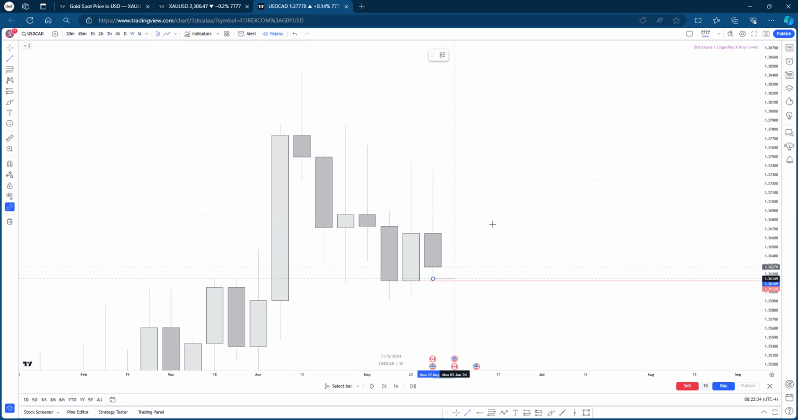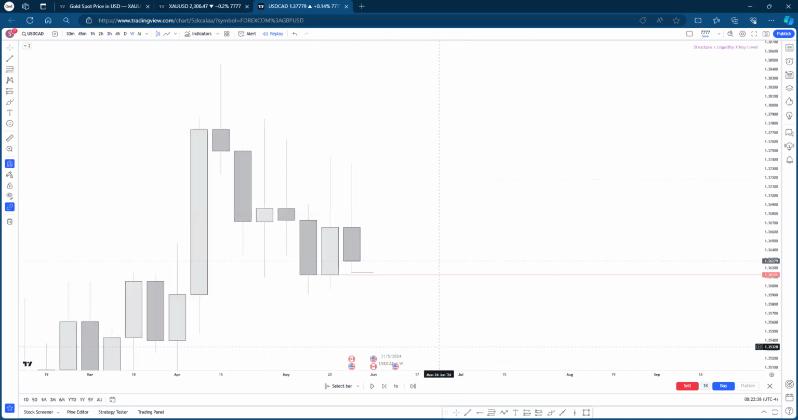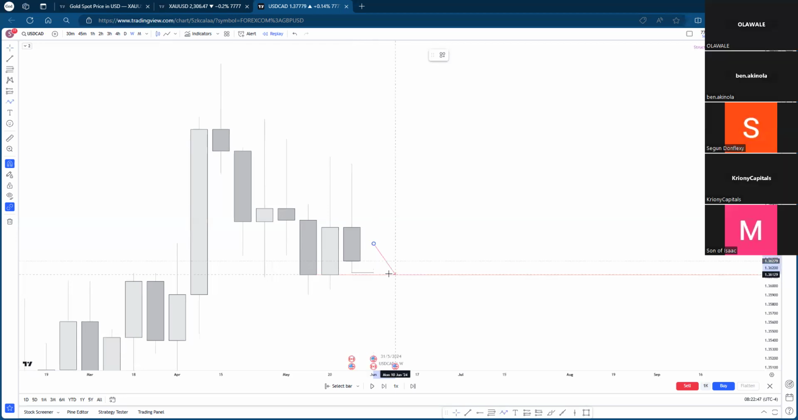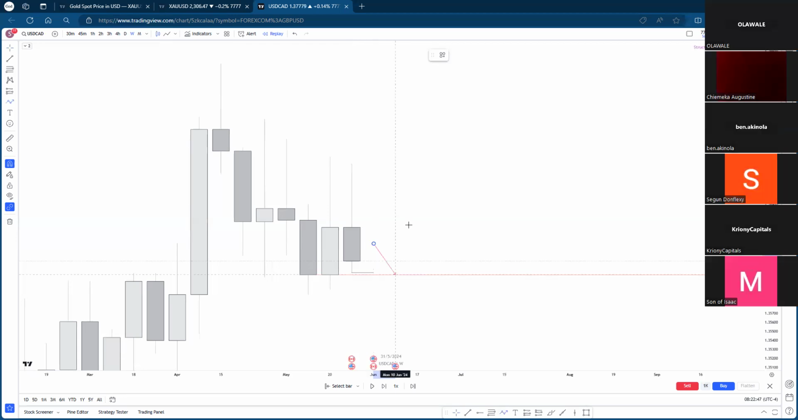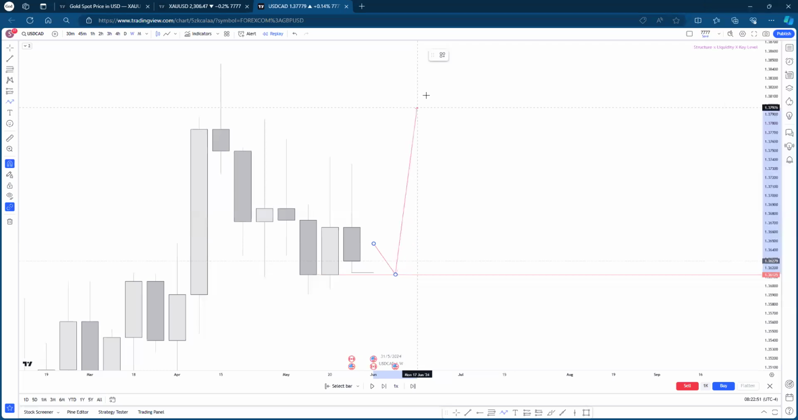It didn't take it out. Now, for the fact that it did not take it out, we expect that this previous weekly low is going to serve as an inducement liquidity, right? So what we want to see price do is take this out, the previous daily low and the previous weekly low, take it out, and all of these highs must go, right?